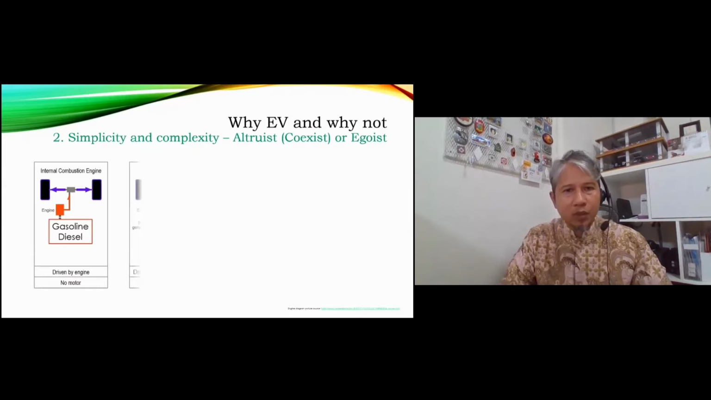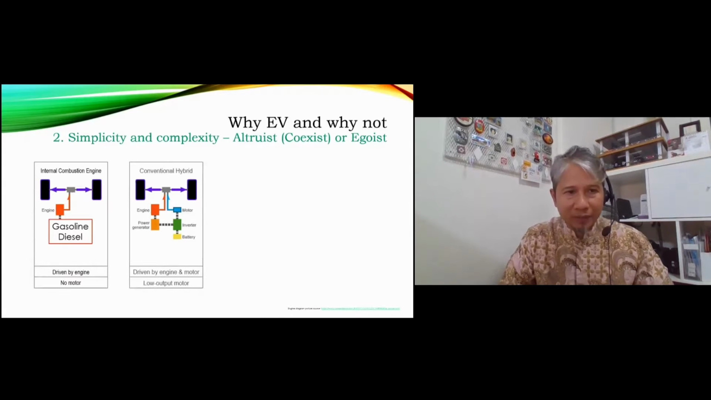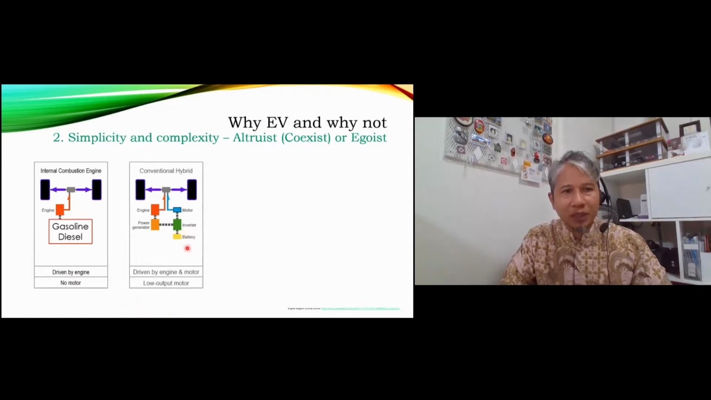And the next one is a conventional hybrid, which in simple terms is the normal engine that generates power. It will be used to drive a motor, as well as to store in a battery. Then at a certain time, the battery will drive the motor, and if it needs bigger power, then the engine will drive the car itself again. So this is how the conventional hybrid works.